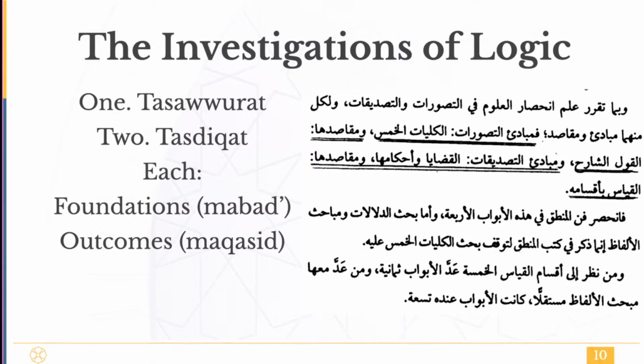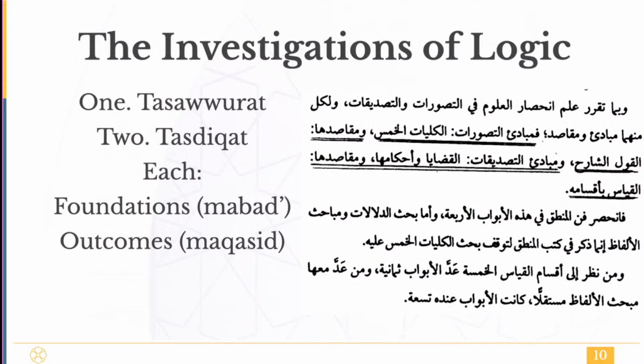And the outcomes of tasawwurat is al-qawl al-sharih, is defining statements. وَمَبَادِئُ التَّصْدِيقَات, right? The foundations of tasdiqat, of confirming something, is al-qadaaya wa ahkamuha, or qadaaya, right? Singular is statements and the rulings related to them. And the outcomes are al-qiyaas, are arguments, right? You can call it al-qiyaas biaqsamhi, the different types of arguments, right? Or proofs.